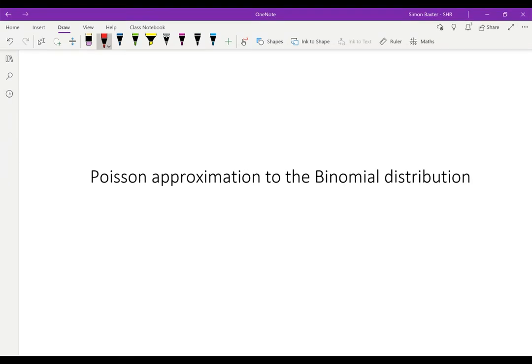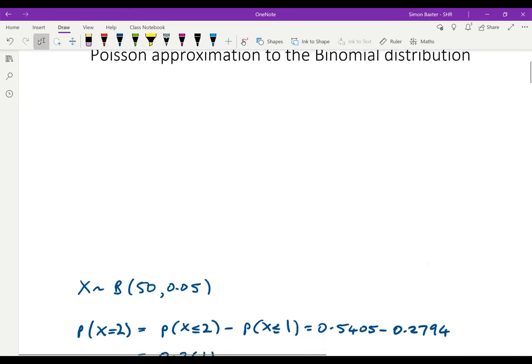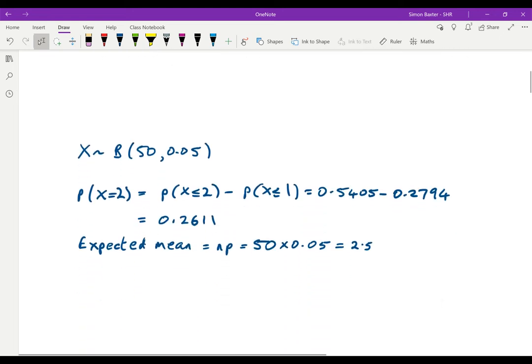Today I want to look at the Poisson approximation to the binomial distribution. Let's first look at one binomial distribution that we shouldn't find too difficult. Suppose X is distributed binomial(50, 0.05). I want to find the probability that X equals 2.